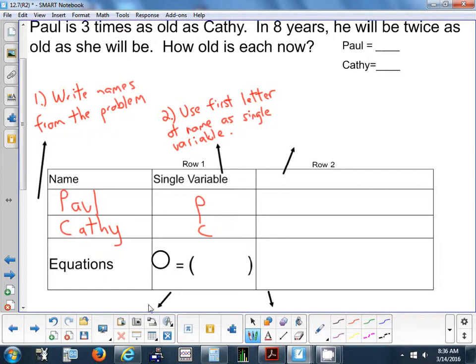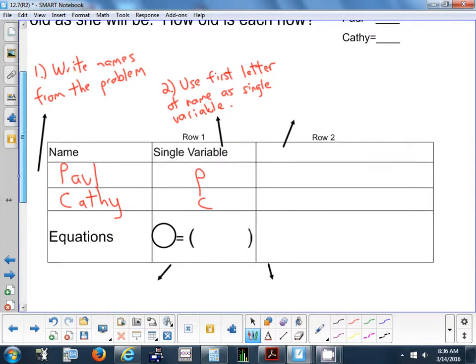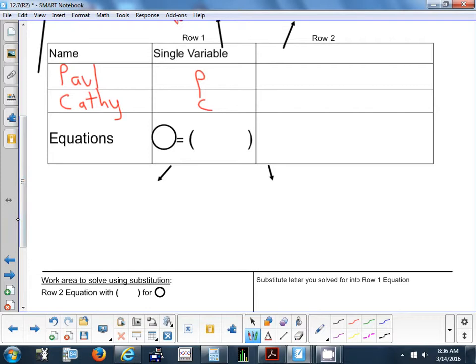So P and C. You're going to see in a second when I set up my first equation down here, wherever I see Paul's name, I'm going to put a P. Wherever I see Kathy's name, I'm going to put a C. Whenever I see their names come up, I'm going to put a P or a C. And that's going to be my third step down the bottom here.